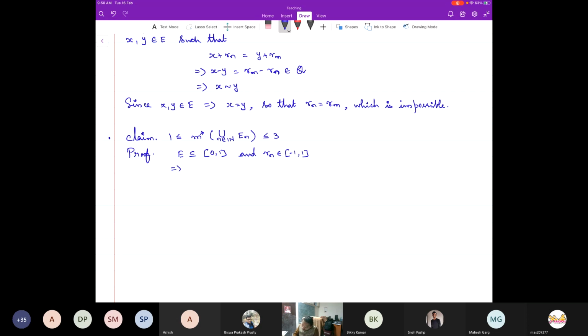And therefore, En, which is E plus Rn, is going to be contained in, so at most on the left hand side you can expect minus 1, on the right hand side you can expect 2, for all n in N. Sorry, wait, 2. Right. So this is true for all n. So that implies that the union is contained in [-1, 2]. Right. This is 1.